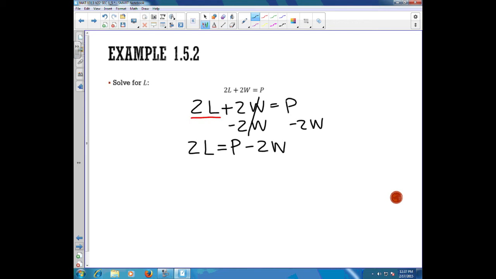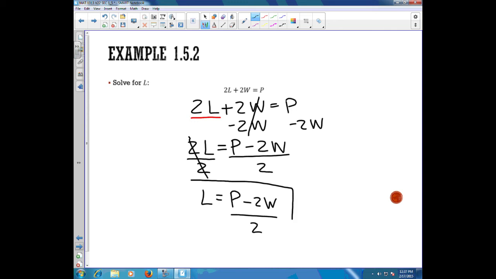Now to get L by itself, we're just going to divide both sides by 2. And we get L equals P minus 2W over 2. Be careful that you do not try to simplify these problems more than necessary. This is an acceptable answer. Don't try to simplify it any further.